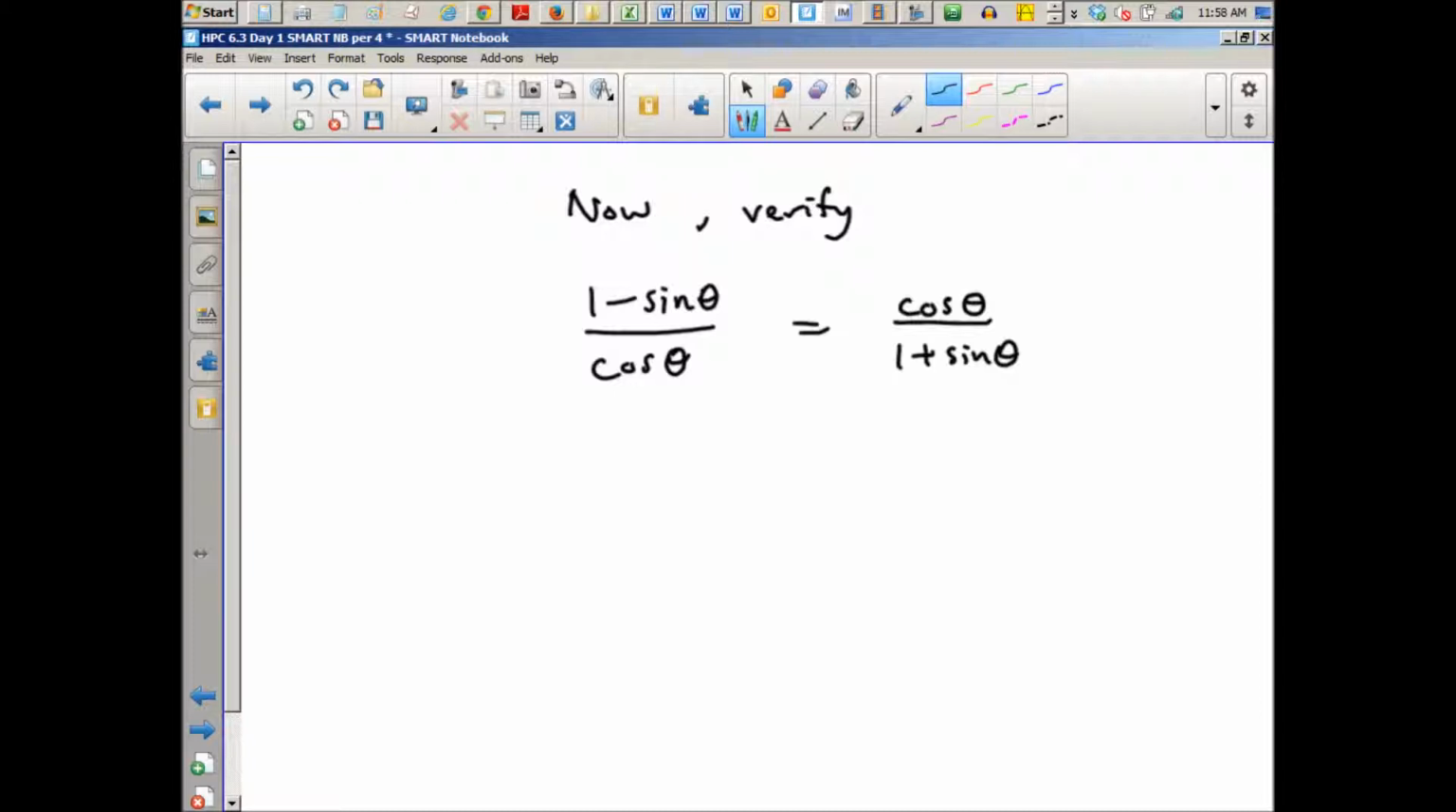Here are some things you don't want to do, okay? What you don't want to do is go like breaking this up into two parts, you know? This would be a really bad idea, doing something like this: 1 over cosine minus sine over cosine. Like, that's kind of fun, you know? Like, that made me feel cool when I did that. And it also is secant minus tangent.